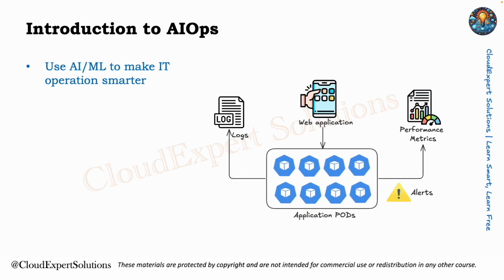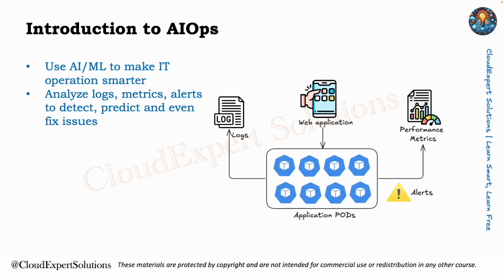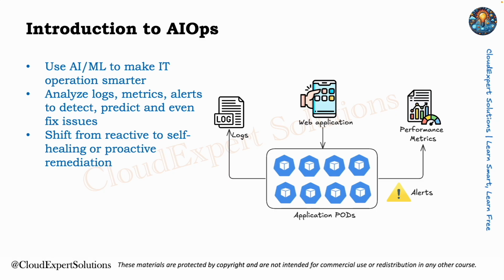AIOps is about using machine learning to make IT operations smarter by analyzing logs, metrics, and alerts to detect, predict, and even fix issues. Think of it like having a smart assistant that constantly monitors your IT systems, filtering out the noise, finding the real problems, and sometimes even fixing them automatically. AIOps is a cultural shift from reactive IT operations to self-healing, proactive remediation that includes potential false positive minimization.